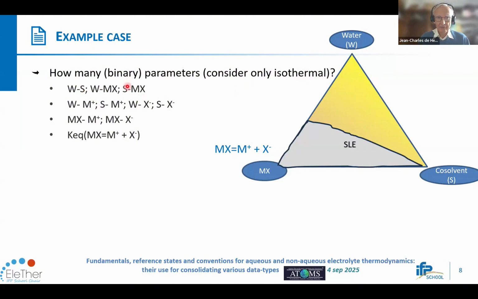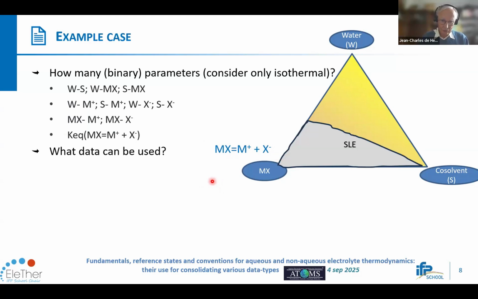We have the interactions between solvents, of course, that's one. But then with the salt, we have interaction between the solvents and the ions. We have interaction between the salt, the ion pair, I should say, and the ions. And we have this equilibrium constant, which is an additional unknown in our system.